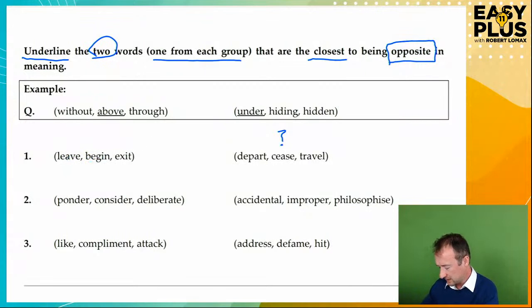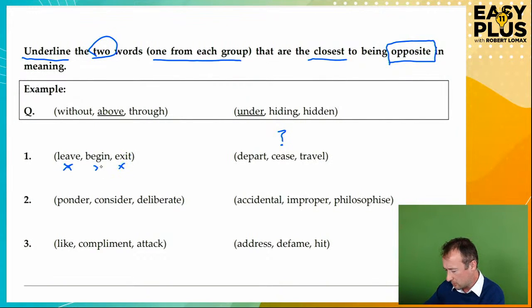So we'd look through leave, and we'd say, well, leave, depart, everything, leave, travel, not really connected. Leave, cease, kind of maybe, but we don't know what it means. So I might, rather than crossing out, just put a little cross beneath it to say I don't think it's that. Begin, depart, begin, cease, begin, travel. Well, begin doesn't go with depart, doesn't go with travel really. So I'm not really sure about that. Okay, exit, it's not really the opposite of depart or travel.